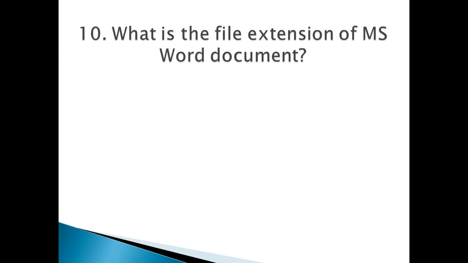The last question of this video is: what is the file extension of MS Word document? Options are .txt, .dot, .doc, .dom. .txt is the extension of Notepad. .dot is the extension of MS Word template file, not the document file. But the document file extension is .doc, and the 2007 document file extension is .docx. That's why the option is C.